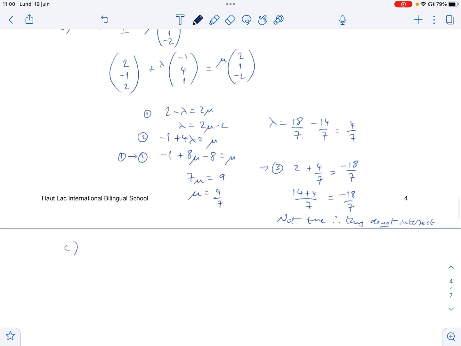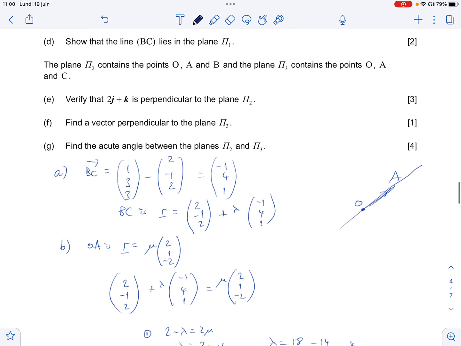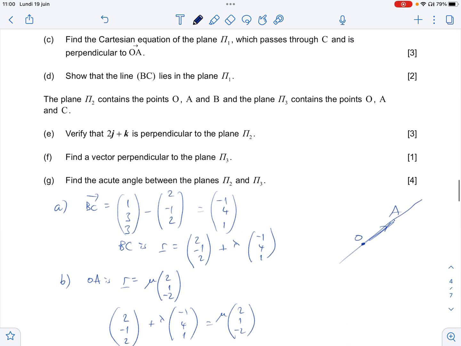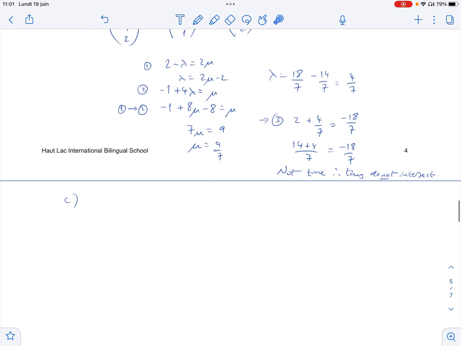Now we want the Cartesian equation of the plane pi 1, which passes through C. So it has to go through C and be perpendicular to OA. Well, to get a plane, I need the perpendicular vector. If OA is the perpendicular vector, and it goes through C, we can use that to find the equation of the plane. So therefore, we want r dot the perpendicular vector, 2, 1, negative 2, equals some value k.